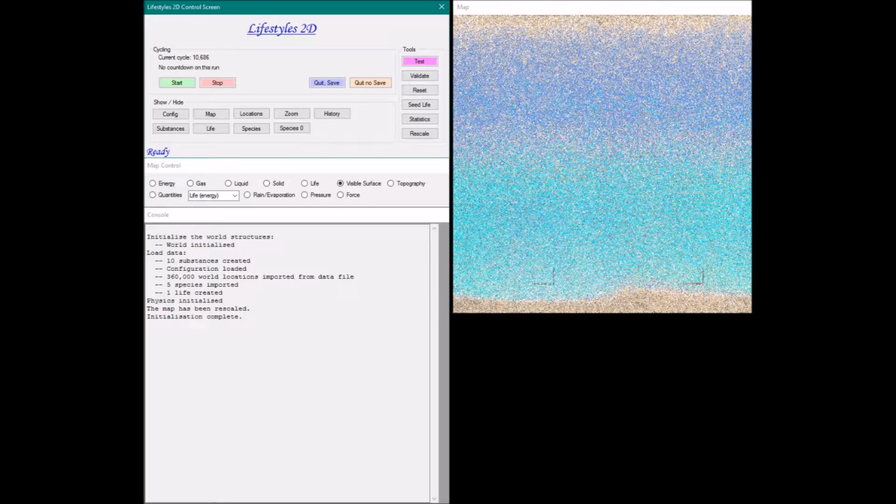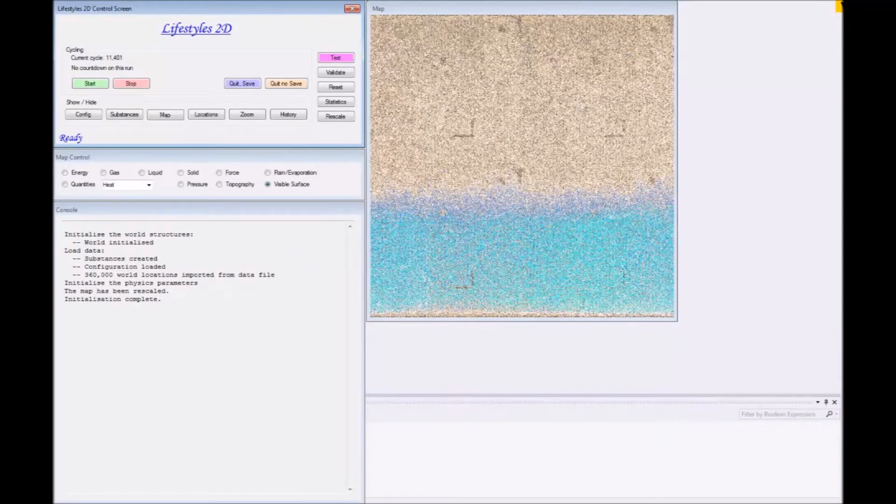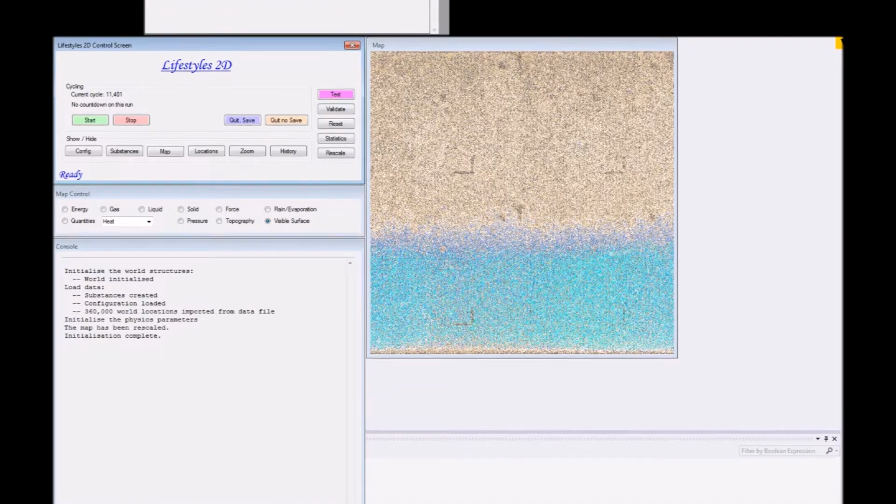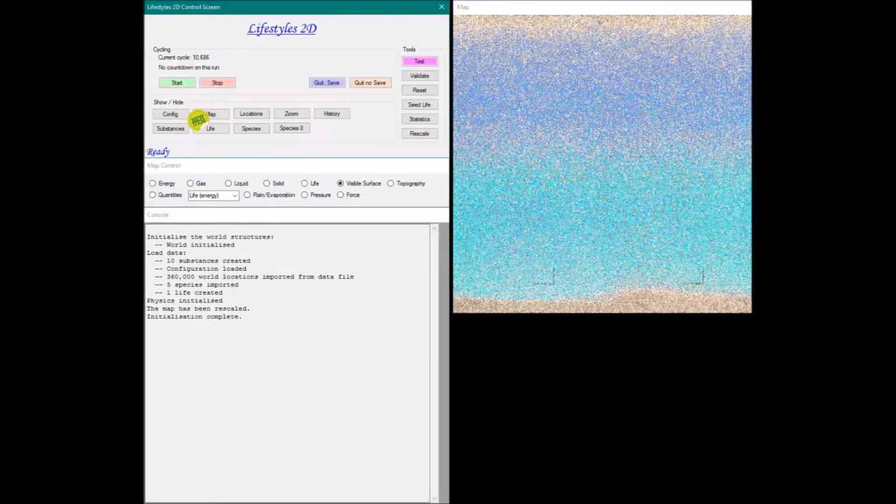No, I wouldn't do that to you. We've come too far. But I would like to highlight what's changed since the last video. We've added a lot of new buttons, like a life button, a species button, species 0 button, the seed life button, a radio button to display life on the map, and also some settings to display map lives showing either their age or their health. There's a lot of extra baggage that's required when we add life to the world.